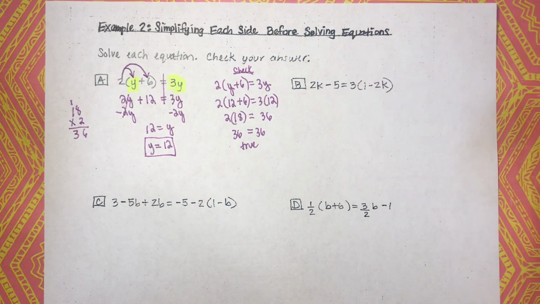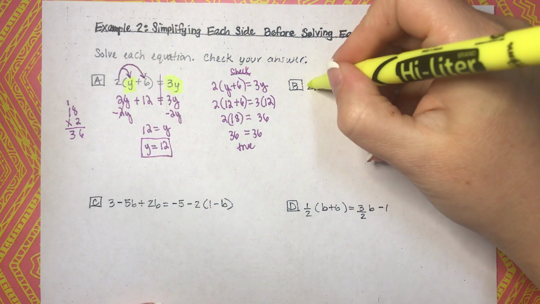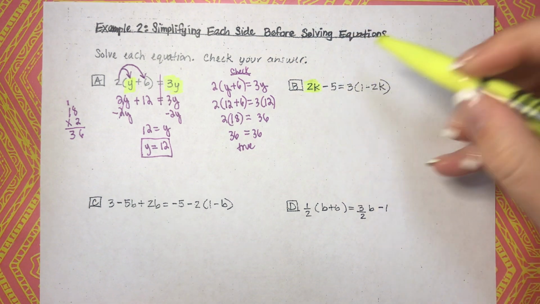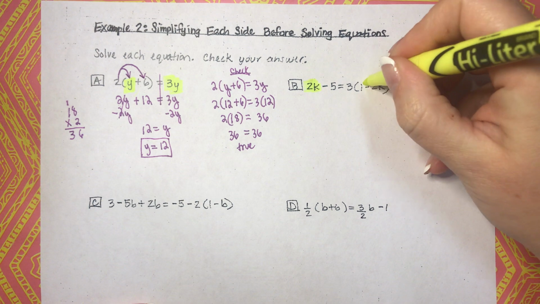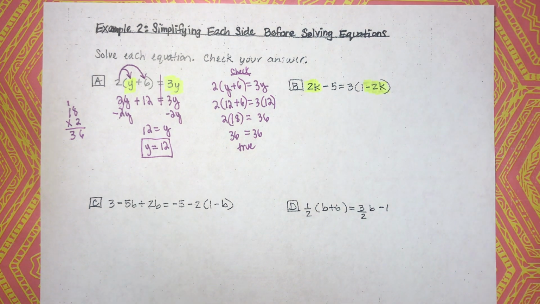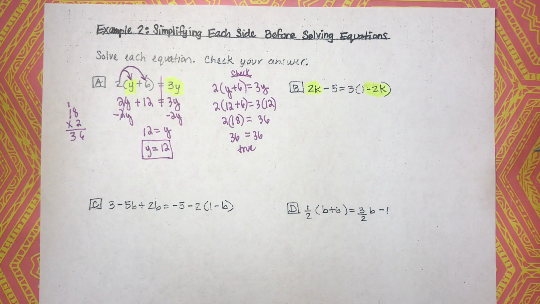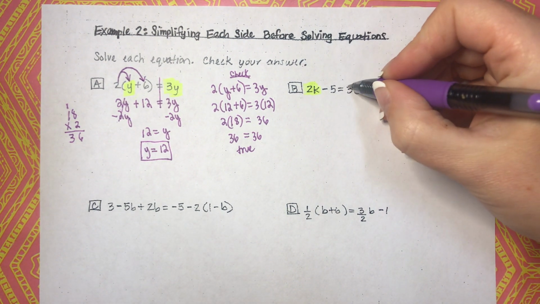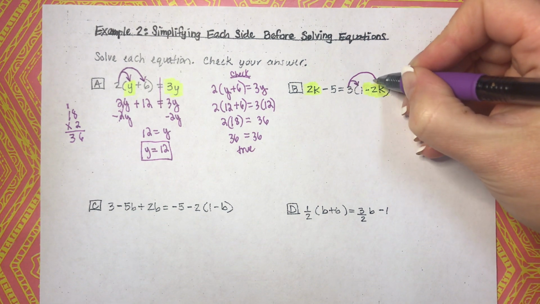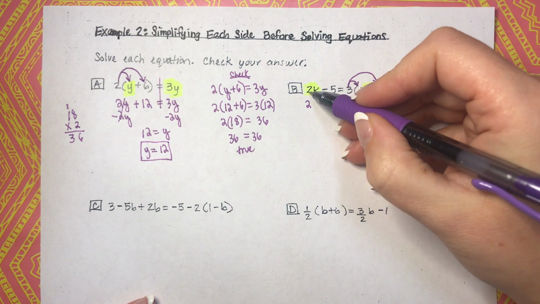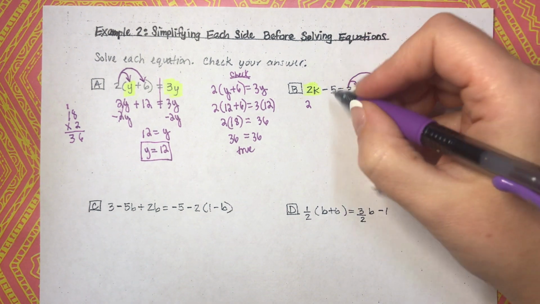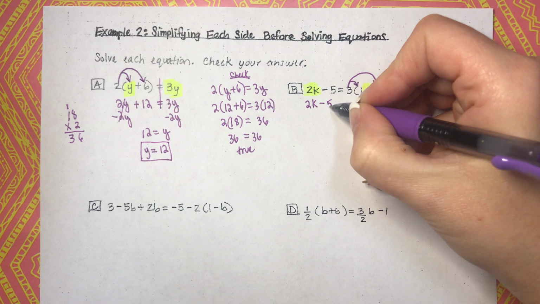All right. So let's go on to B. Okay, we have 2k, not the video game, 2k minus 5 equals 3 multiplied by the quantity 1 minus 2k. All right. So over here on this side, we got a lot going on, so we're going to go ahead and use that distributive property again, that 3, and distribute it equally to both things in the parentheses. Rewrite this bit over here because there's nothing really I can simplify with the 2k minus 5. There's no like term, so we just write it again.